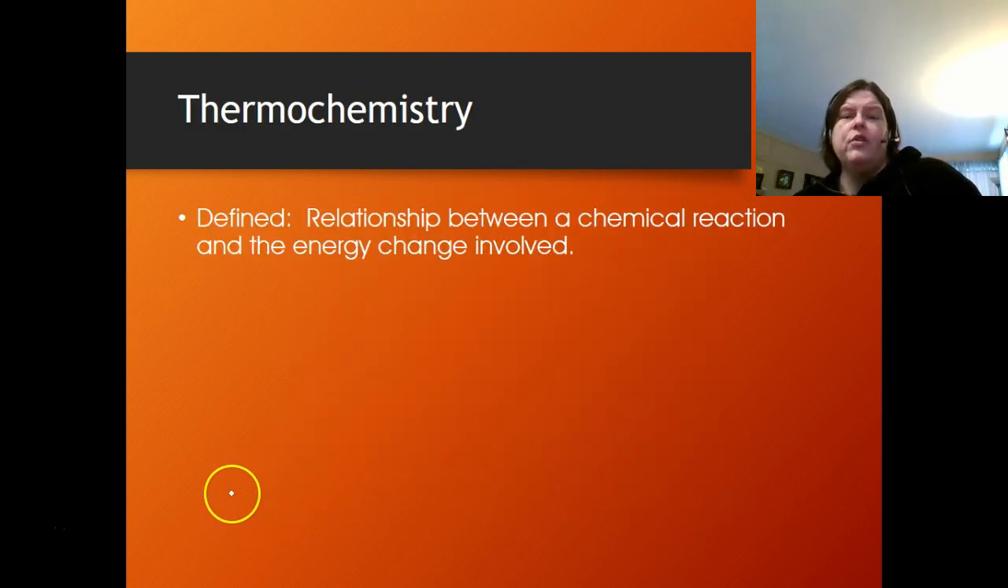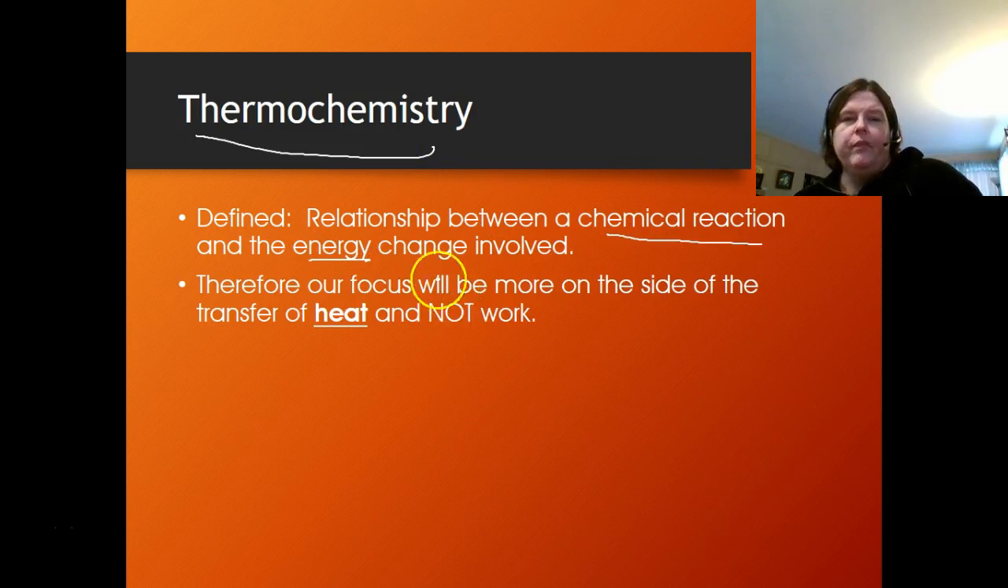So, thermochemistry is defined as a relationship between a chemical reaction and the energy change involved. So this idea of thermochemistry is really about the energy of chemical reactions, and it's really the changing energy. Therefore, our focus will be more on the side of transferred heat, not work. Because, yeah, the work is being done over a very, very small distance, but there's very little work that we can measure because we've got so much breaking and so much making going on. And so we're going to look at heat transfer more than we're going to look at work.